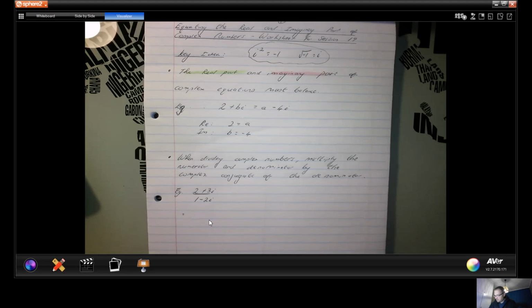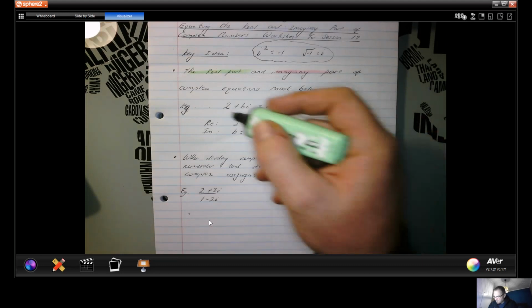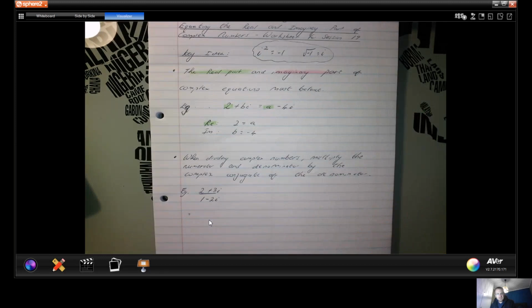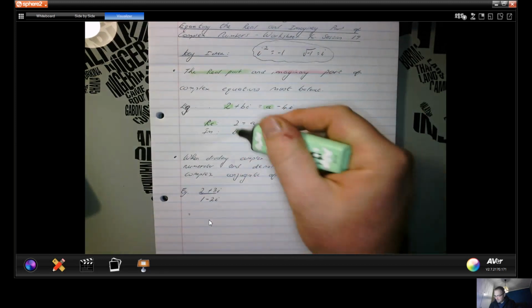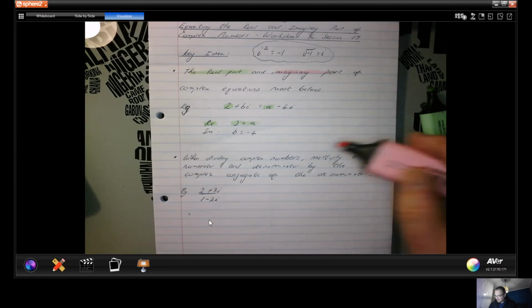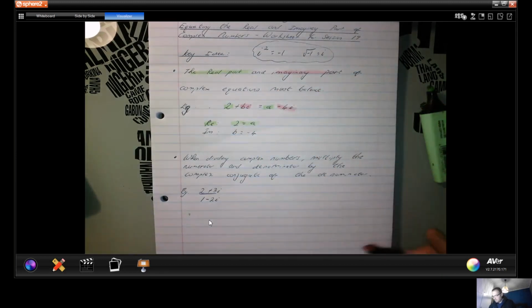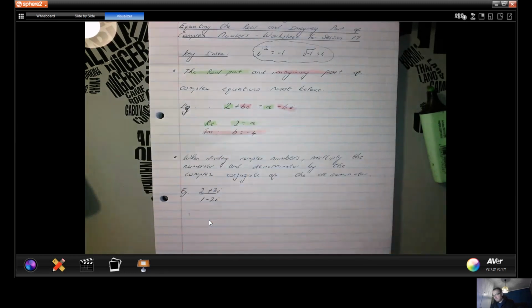For example, in this equation over here, we've got 2 plus bi is equal to a minus 4i. The real part on this side is 2 and on that side is a. You're told the equation is balanced, so that must be equal to that. So 2 must be equal to a. And the imaginary part of the equation says that bi is equal to -4i, so b must be equal to -4. You're just equating. The real part and the imaginary part must balance, and that's the key idea.